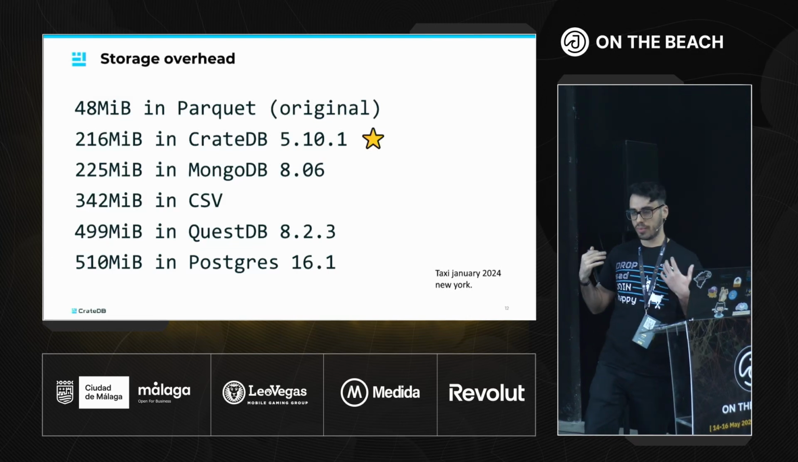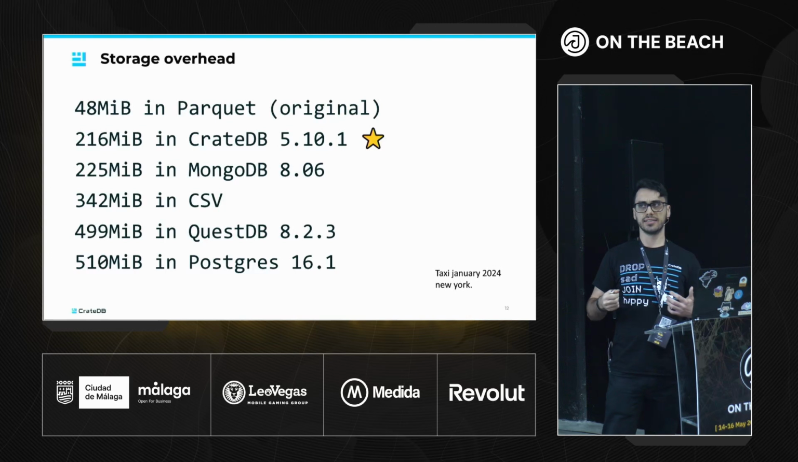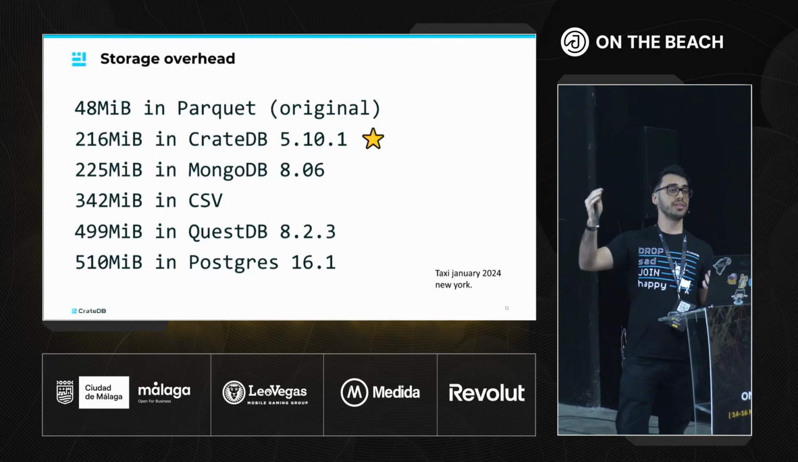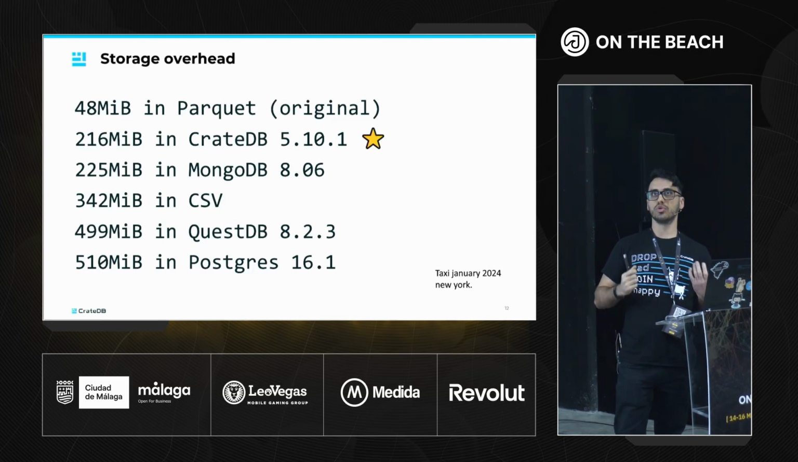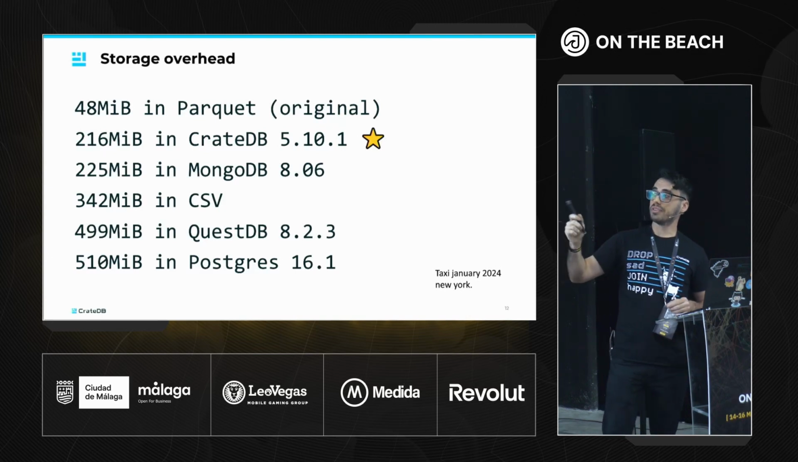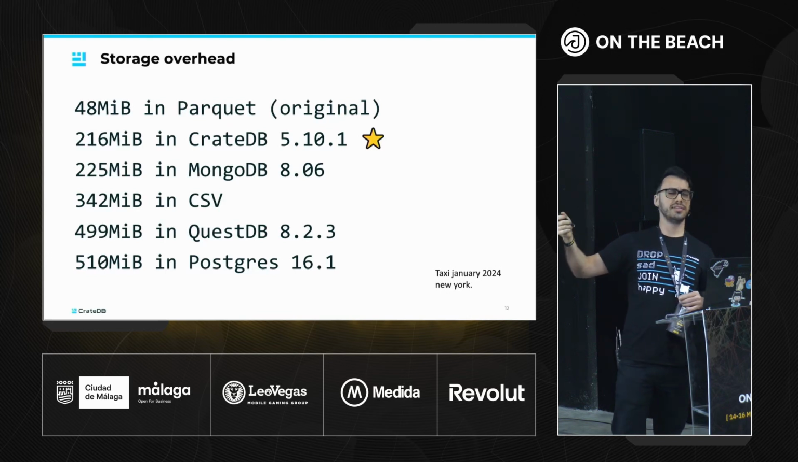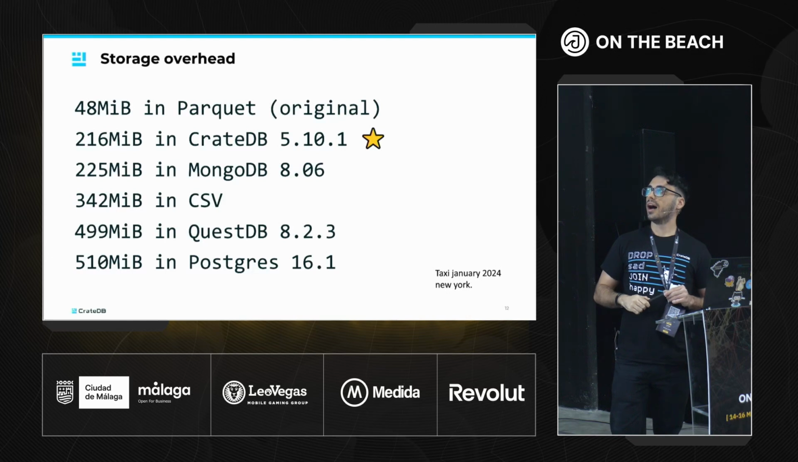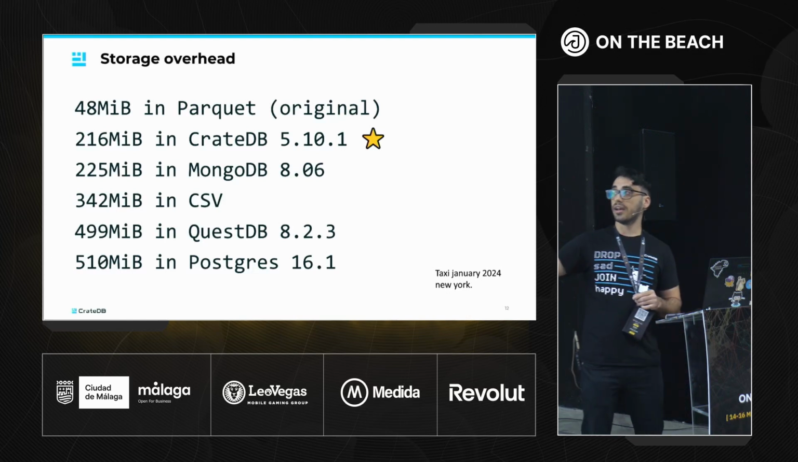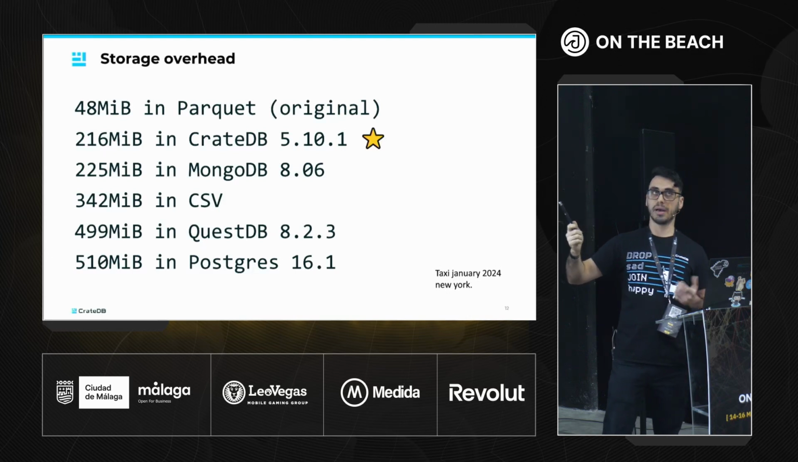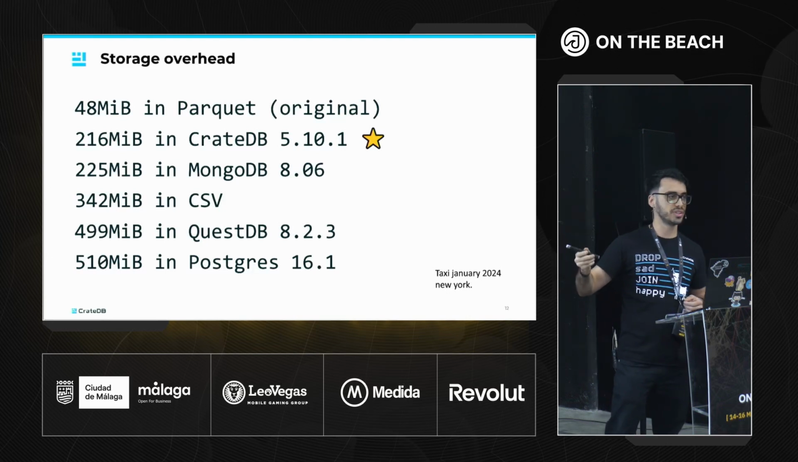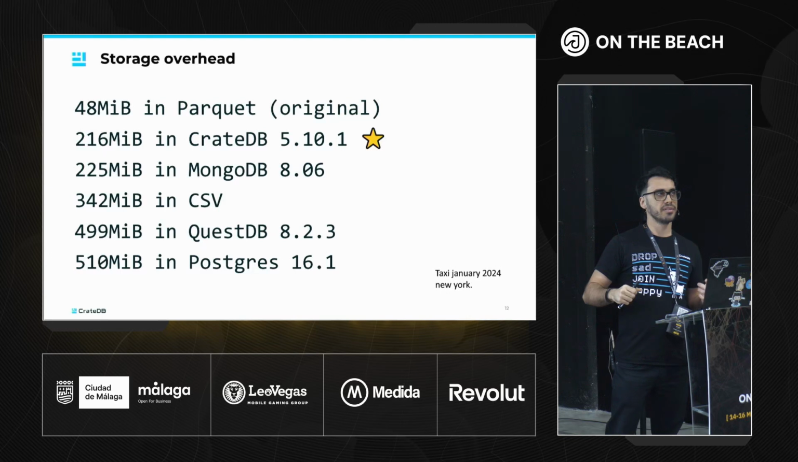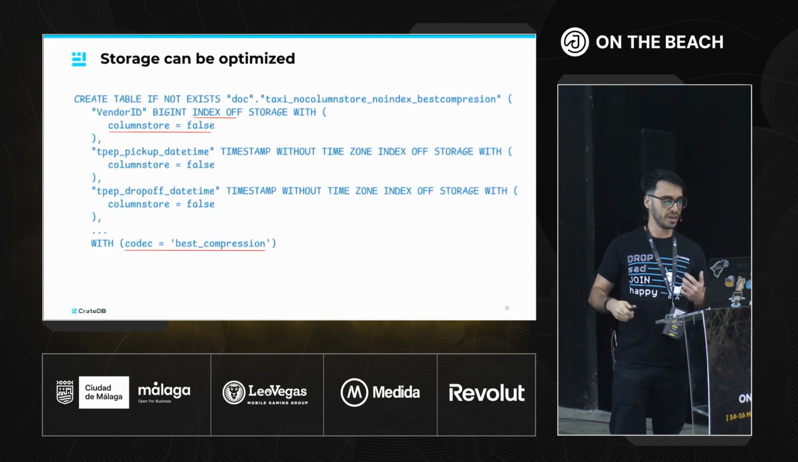Now, obviously, I told you about many benefits. I also told you about some indexing caveats. One caveat is that we trade storage for faster speed. So obviously, there is always going to be something that you have to pay for the indexes. This is an example of a 45 megabyte Parquet file, which is the New York taxi one. As you can see, the original one is 48 megabytes. And in CrateDB, it only takes 260 megabits, which is very cool because we are even taking less space than MongoDB, than QuestDB, and than Postgres. So as you can see, there is some overhead, but we're very optimized, so it is not too big.